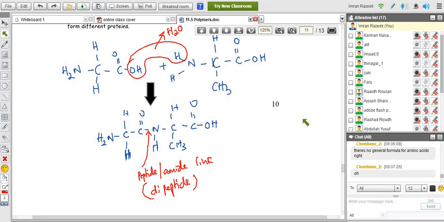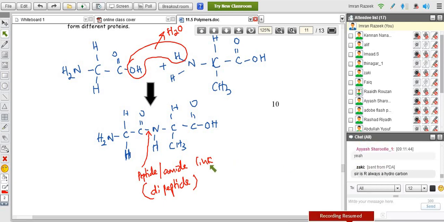Please copy this. As for the question, is R always a hydrocarbon? No, it can be a hydrocarbon, but sometimes it can even be a nitrogen or oxygen containing group. So it doesn't matter, only this group will differ. Clear? Okay.